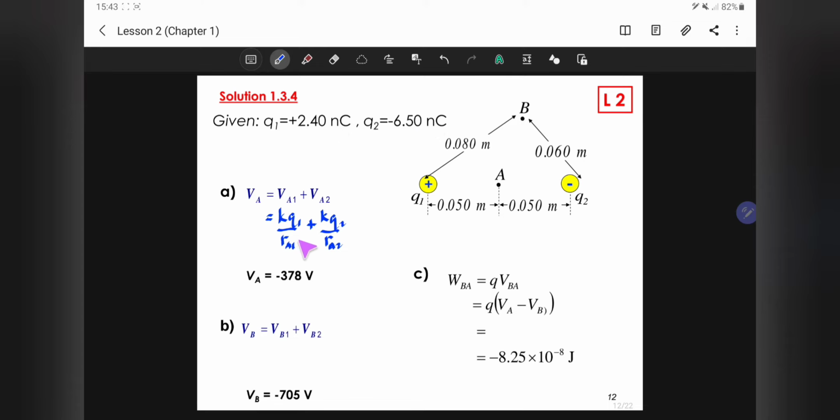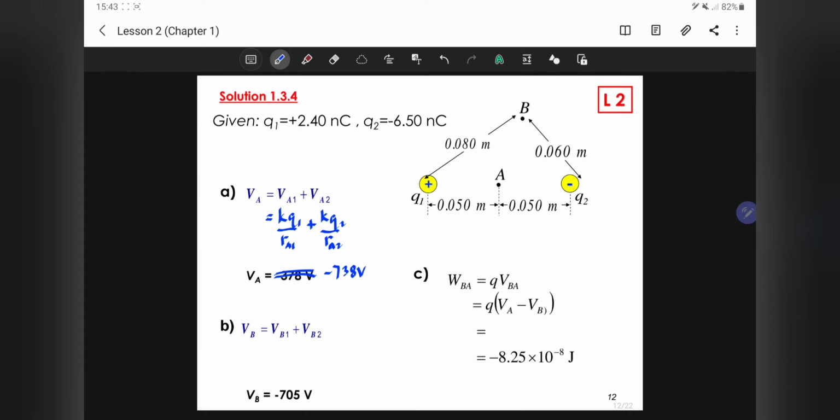Okay, RA1 is the separation between point A and Q1, which is 0.05 meters. Already in meters, so it's quite easy for you. Also RA2, the separation is 0.05 meters. Just substitute into the equation and then you will get the answer. Okay, something is wrong here. Actually, the answer you are getting should be negative 738 volt. We just substitute all the values given here, which is K, Q1, Q2, RA1 and RA2. Then you will get the answer to be negative 7.38 volt.